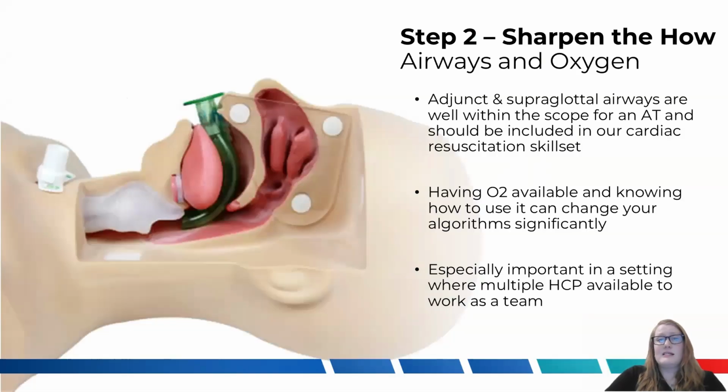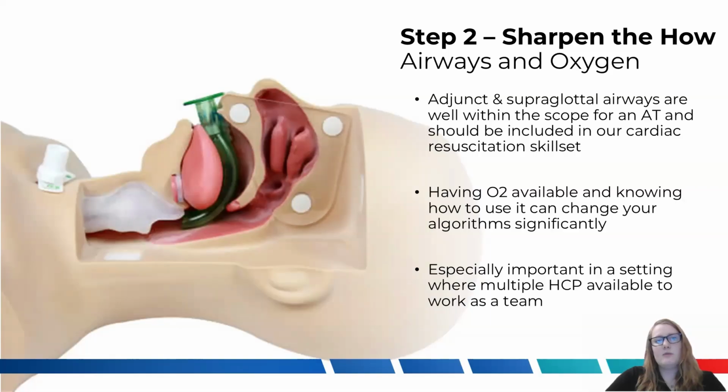And then airways. Yes, airways and oxygen are well within the scope of practice of an athletic trainer and really should be included in our cardiac resuscitation skill sets. Some of us learned it in school and never once saw it or used it again in the wild, and so we've just completely lost it. Some of us have been around long enough that we didn't learn it in school, and so it's a pretty foreign concept for us. And that's okay, and that's understandable, but it's not acceptable to stay there.